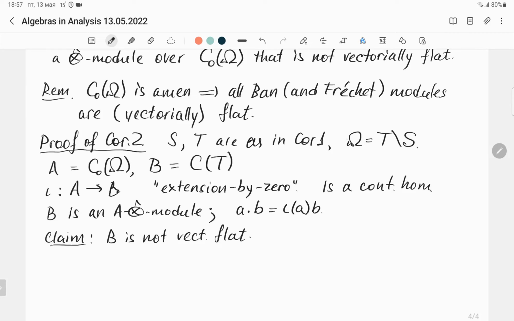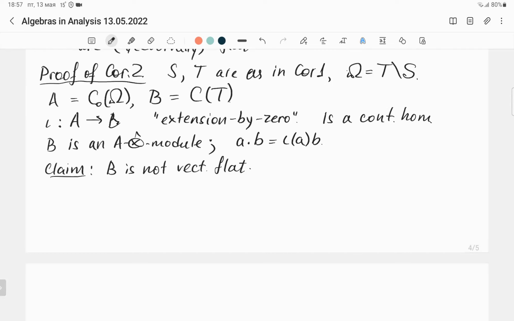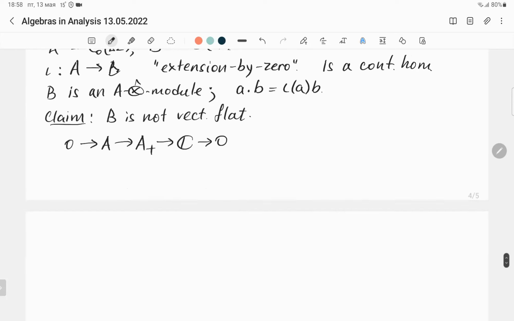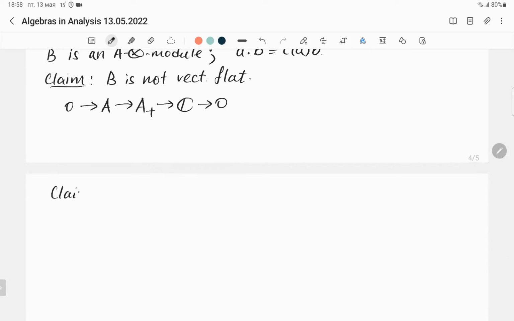Well, to show that it is not vectorially flat, we have to construct a suitable short admissible sequence. And we just take the simplest short admissible sequence which can be associated to any topological algebra, namely the following one. Let's try to tensor it by B. I claim that the following map is not surjective. So if we tensor the whole sequence by B, then the resulting sequence of vector spaces will not be exact in the right term. Well, why is it not surjective?